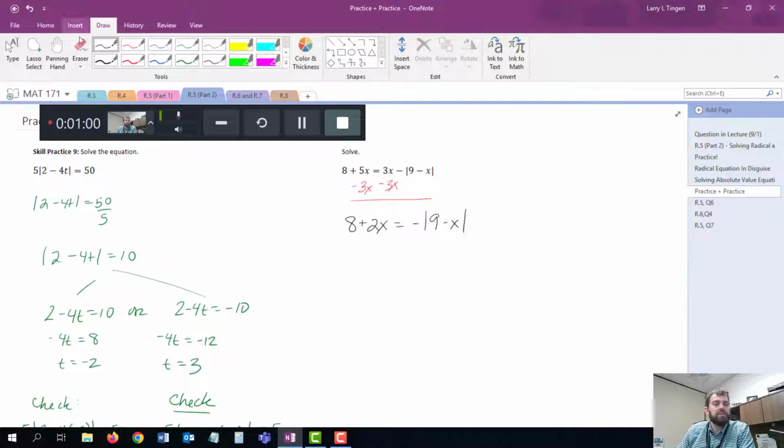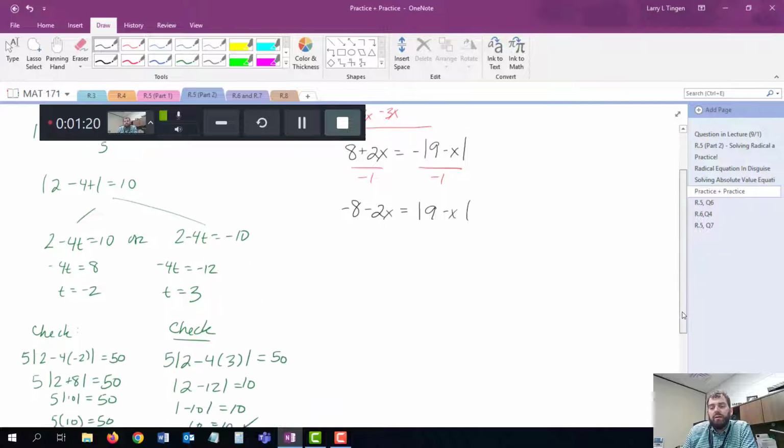There's a negative out front, so I can solve that issue by either dividing both sides by -1 or multiplying both sides by -1. Both are valid. All it does is flip all the signs on the right. So I'm looking at -8 minus 2x is equal to absolute value 9 minus x.